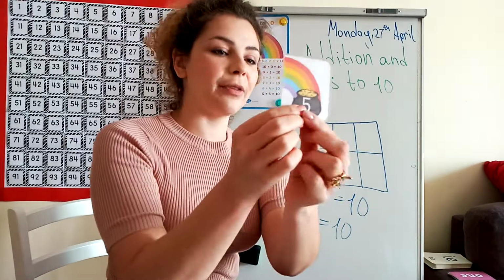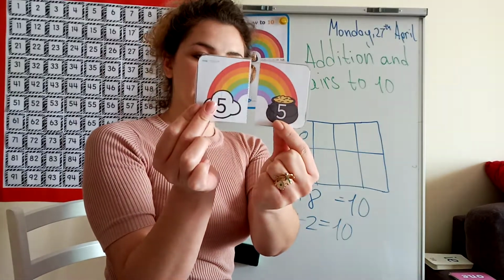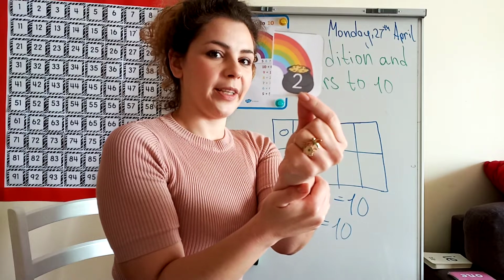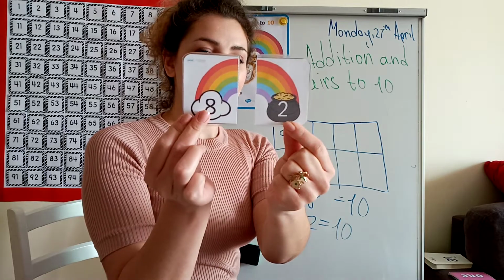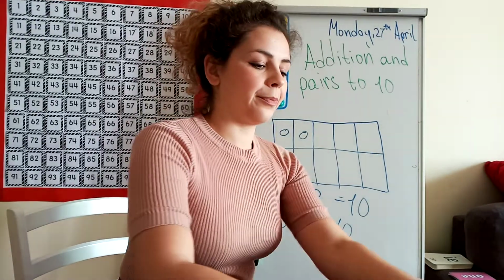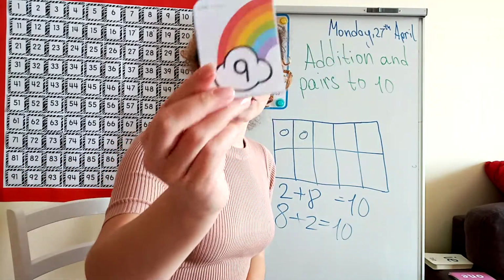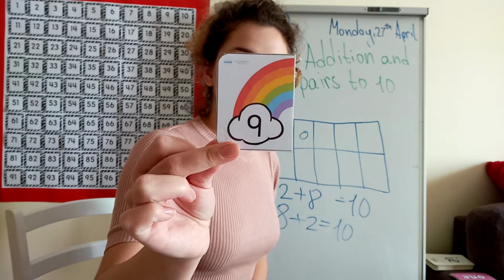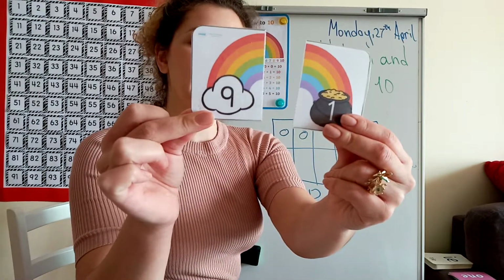Now let's see, 5 plus 5 is 10. We just did this example. 2 plus 8 is 10. Do you know how much you need to add to 9 to get to 10? The answer is 1. 9 plus 1 equals 10.